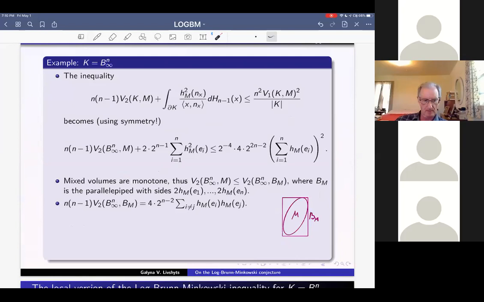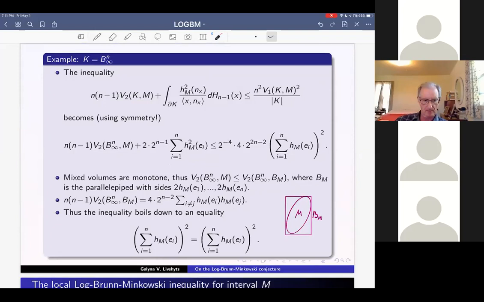If our body M here is contained in some box associated with it, called B_M, with appropriate sides, right? We just take our body M, we squeeze it inside the box. The mixed volumes are monotone, so this term we can estimate by the second mixed volume of the infinity ball and this box, and this turns out to become equality. So this is just one simple example of how this can be checked in one particular case. Now finally, let me get to at least some result.